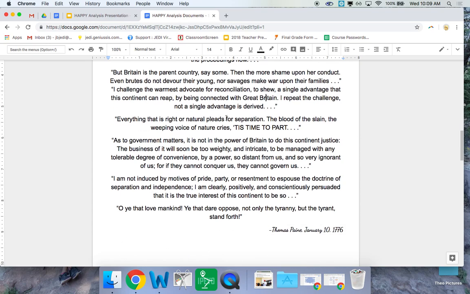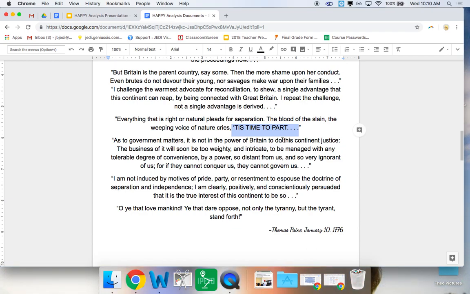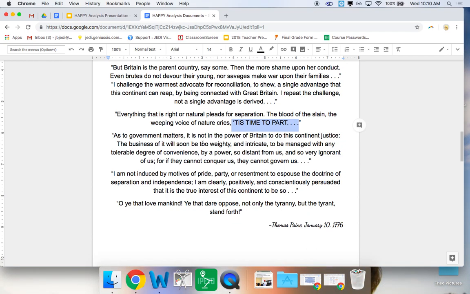Everything that is right or natural pleads for separation. Okay, so I was right. He is a patriot, and he's going to persuade the colonists to be separated. The blood of the slain, the weeping voice of nature cries, 'tis time to part. There we go. He put that in bold. He's putting this in common everyday language that anybody at the time could understand. 'Tis time to part from the colonies in Great Britain.